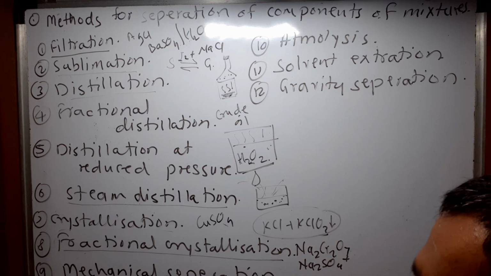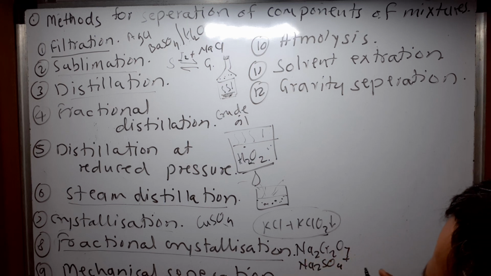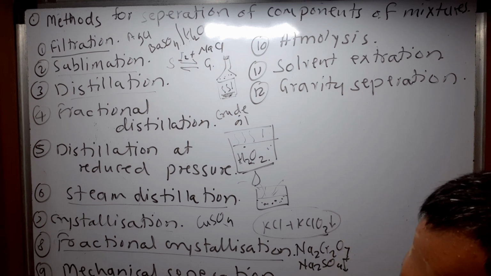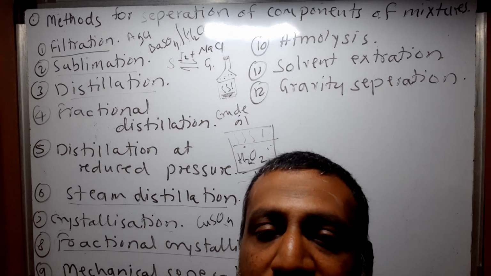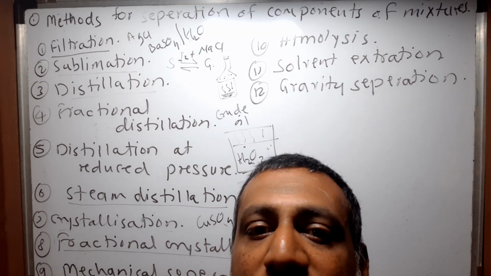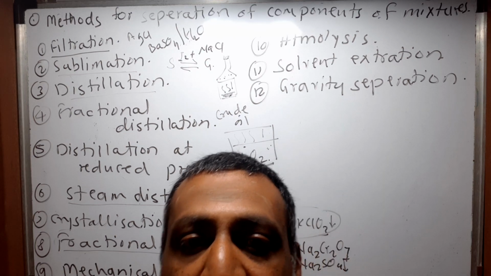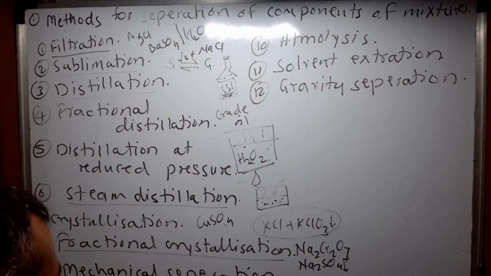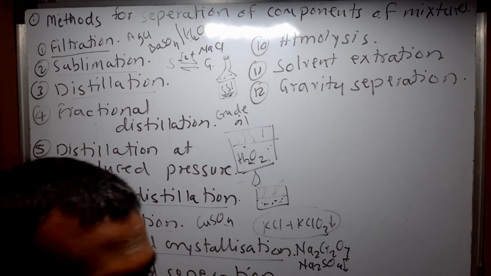Now another example, Na2Cr2O7, sodium dichromate, and sodium sulfate. Here the sulfate is less soluble in water and the dichromate is more soluble. So that mixture is to be dissolved in cold water. The component of the mixture which is more soluble will get dissolved early. Then we should use a separating funnel.